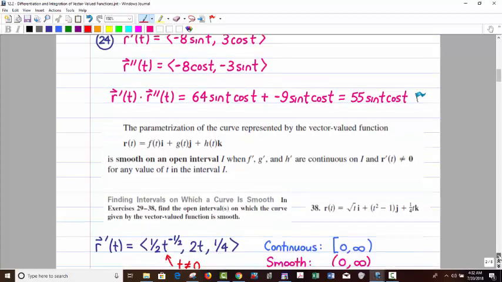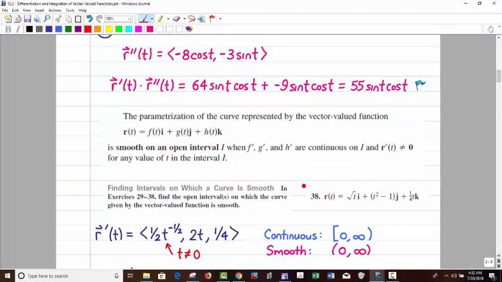Alrighty, let's talk about this idea of smooth and continuous. The parameterization of this curve by the vector valued function is smooth on the open interval when f prime, g prime, and h prime are continuous on the interval, and r prime of t cannot equal the zero vector anywhere to be considered smooth.